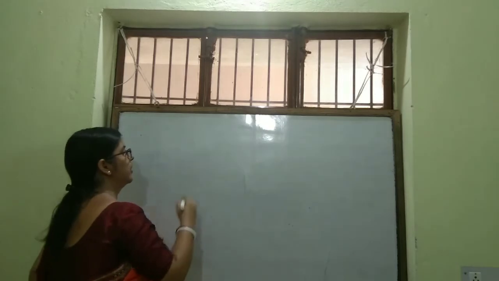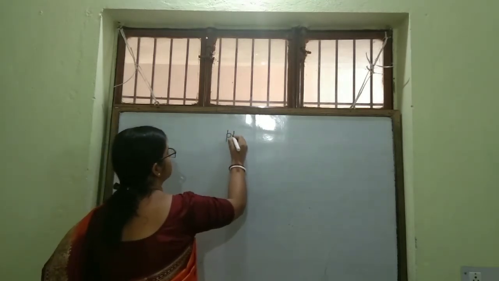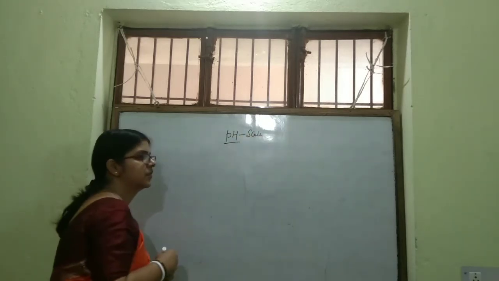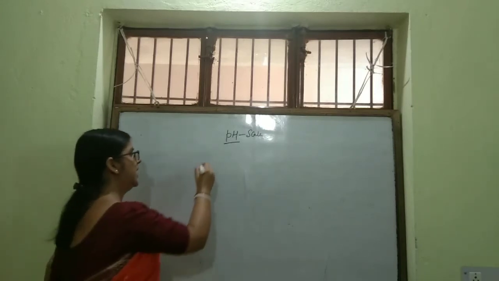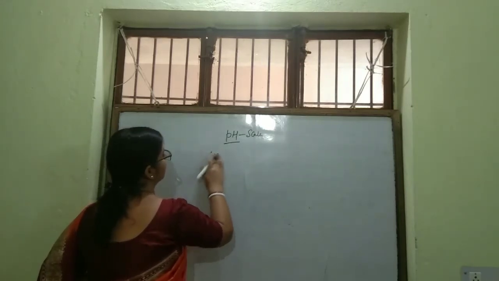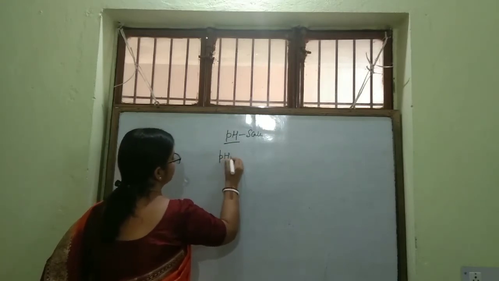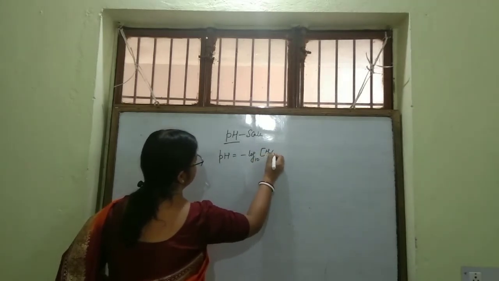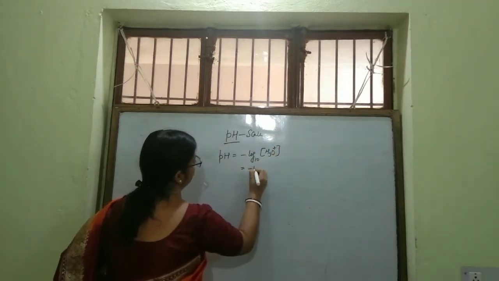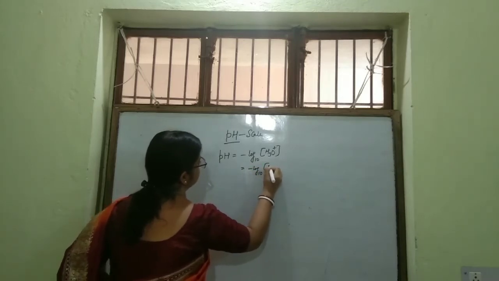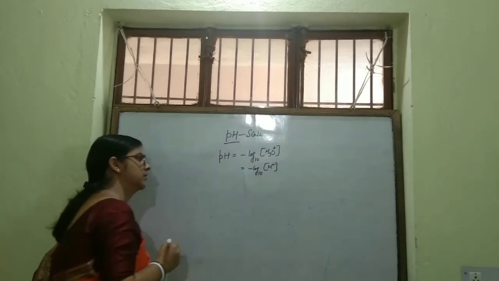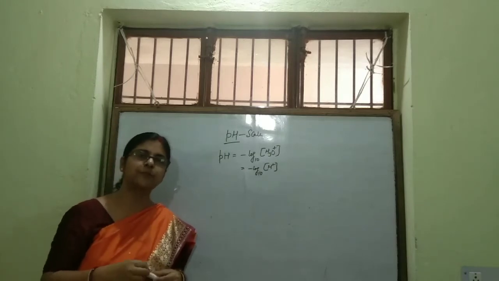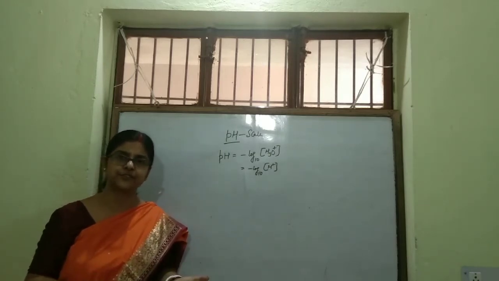Next, what we are going to discuss today is the pH scale. What is pH? pH is the negative logarithm to base 10 of the H3O plus ion concentration, or the negative logarithm of the H plus ion concentration. pH is said to be the negative logarithm of H3O plus or H plus ion concentration.